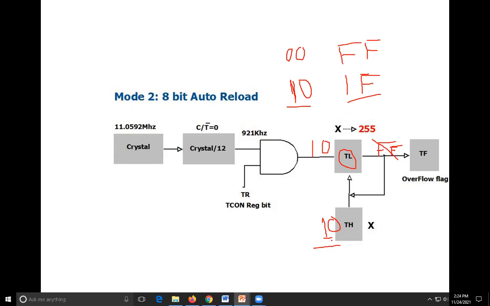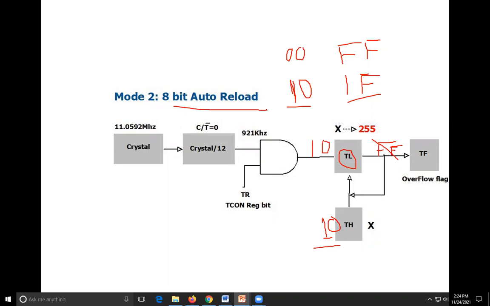Sorry, TH is there, and this TH is auto reloaded to the TL. What is meant by auto reload? The register in the timer, the higher 8 bits, is loaded into the TL, the lower bits, automatically, because it is an 8-bit timer. For the counting purpose, we have to use the lower 8 bits of the timer.